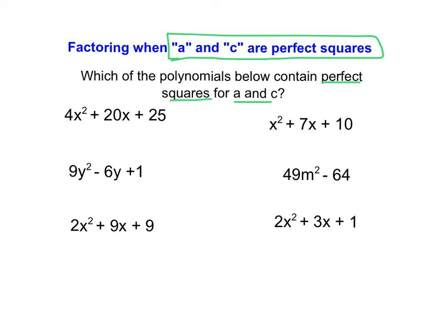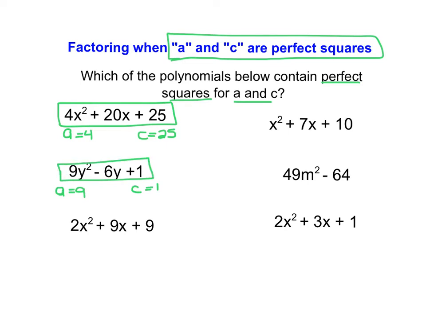If I look at this first example, we have an A value equal to 4 and a C value equal to 25. Both 4 and 25 are perfect squares because they can be perfectly square rooted to produce an integer. As a result, this strategy would work on this expression. Then the next one has an A value of 9 and a C value of 1. Again, because both of those can be perfectly square rooted, this will work with the strategy that we're discussing in this video.